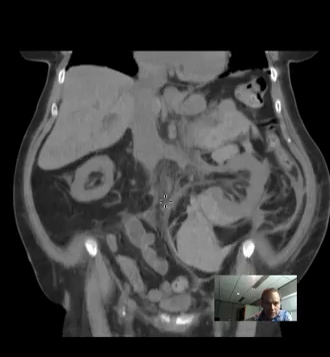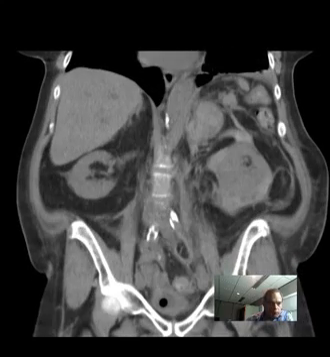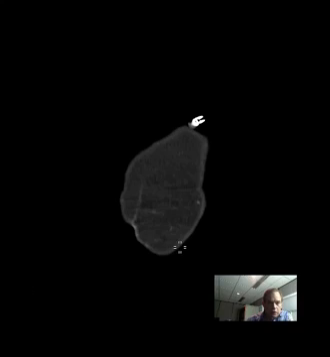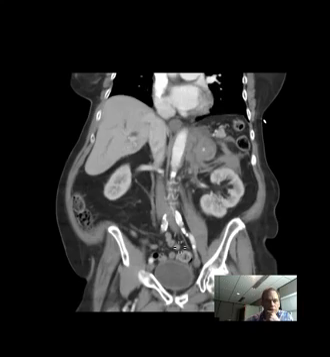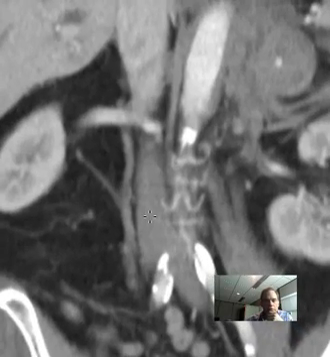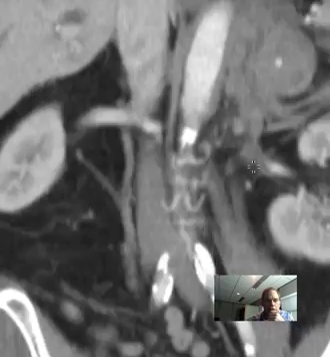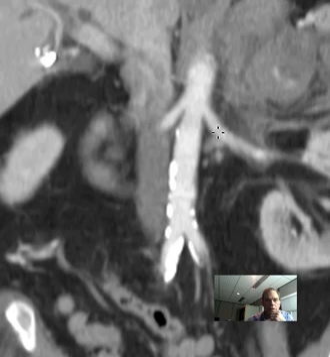But back to the anatomy in question. Let's see if I can get a coronal. Here we go. With contrast. Alright, so let me see if I can zoom in here a little bit. Okay, so now here we are going forward.